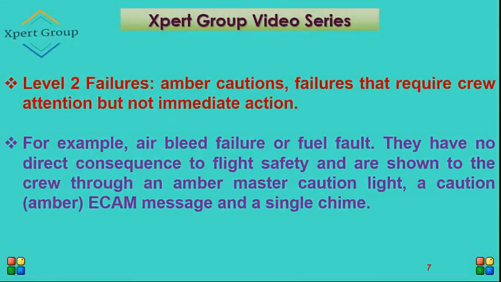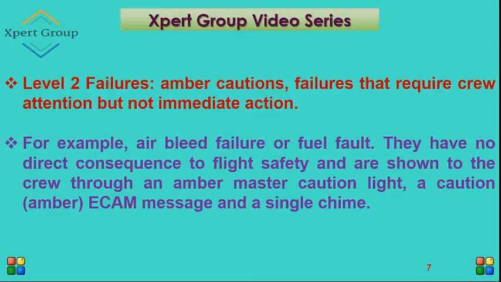Now we'll study level 2 failures. Amber cautions: failures that require crew attention but not immediate action. Yes, in this situation, the crew has to give attention to the failure but does not have to take immediate action, because it will not hamper the flight safety. What are the examples? Air bleed failures or a fuel fault are examples of level 2 failures.